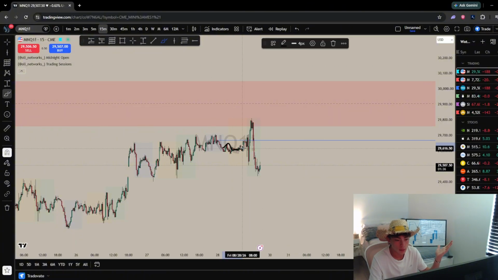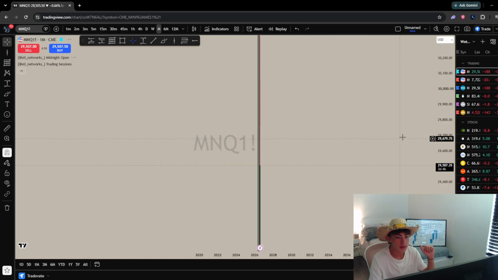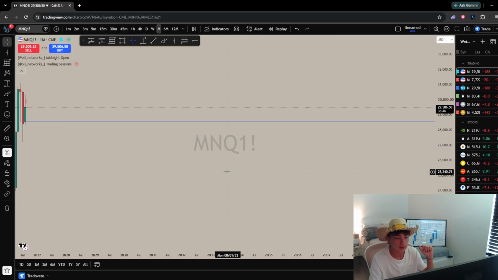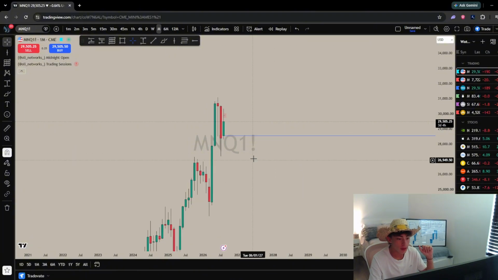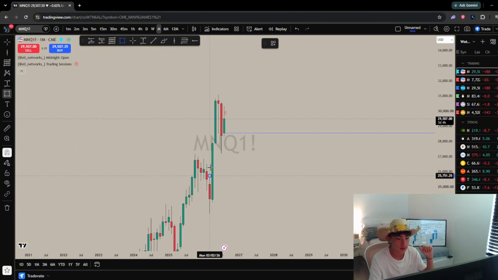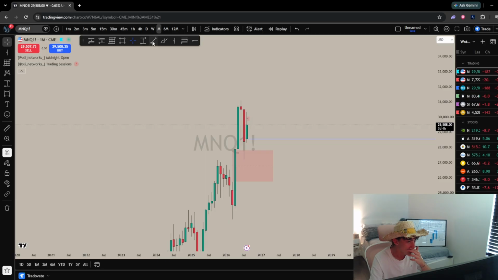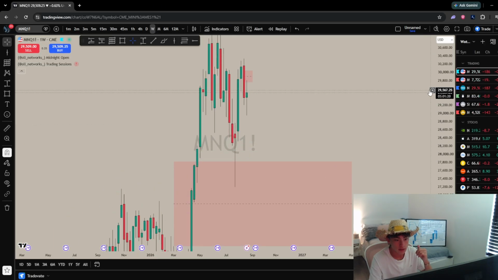It's as simple as accumulation, manipulation, distribution, okay? So another example we can see even on the monthly time frame. There is a monthly bullish fair value gap here. We can mark it out. We can see price traded into it right here.